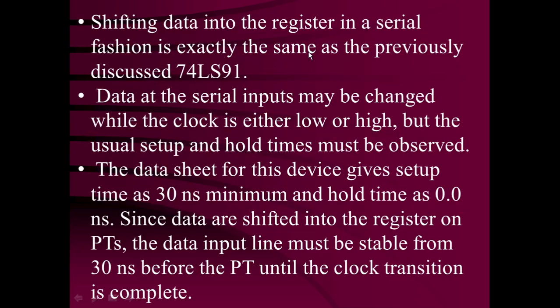Shifting data into the register in a serial fashion is exactly the same as previously discussed for the 74LS91. That means if you want to enter data into the shift register, what do you have to do? First, you clear all the flip-flops. That means you make the clear input at pin number 9 low, and all the flip-flops will be reset. Once all the flip-flops are reset and become 0 0, you have to make this clear input inactive by making it high. Then after, data can be entered into this shift register in a serial fashion.